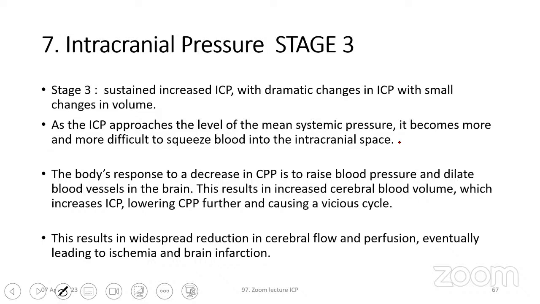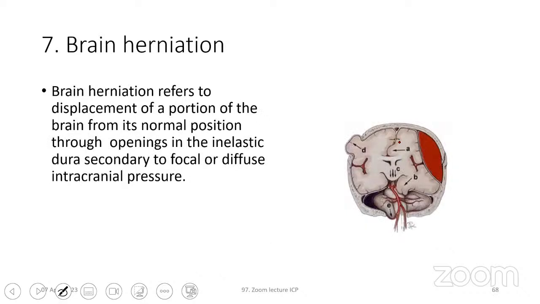This results in increased cerebral blood volume, which increases ICP, lowering the CPP further and causing a vicious cycle. This results in a widespread reduction in the cerebral blood flow and perfusion, eventually leading to ischemia and brain infarction. Brain herniation refers to the displacement of a portion of the brain from its normal position through openings in the inelastic dura secondary to focal or diffuse intracranial pressure.